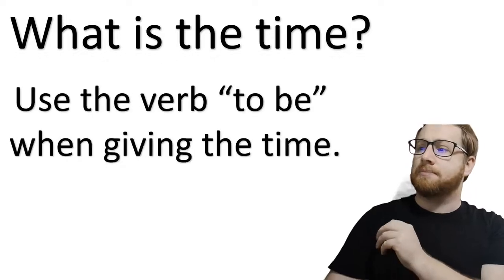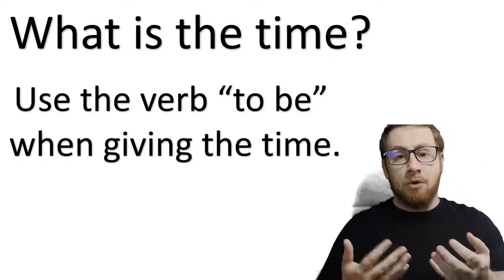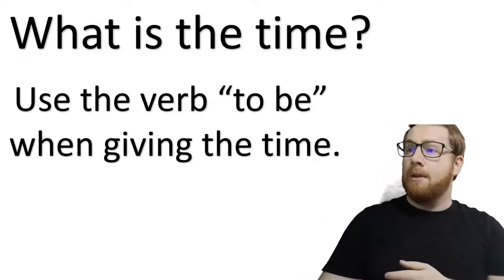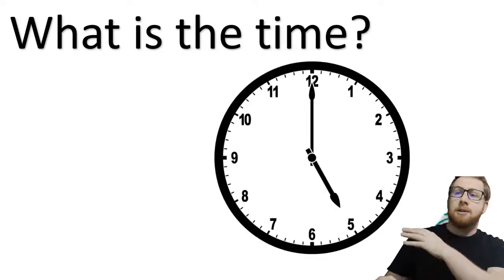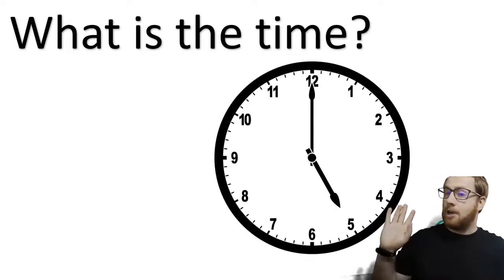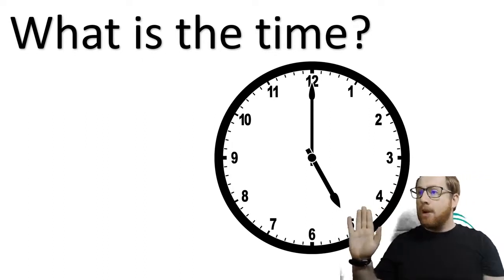What is the time? We use the verb to be when giving the time or asking for the time. And let's go through that a little bit. What is the time? So I've got a clock here. I'll get myself out of the way, or at least shift me over a little bit.